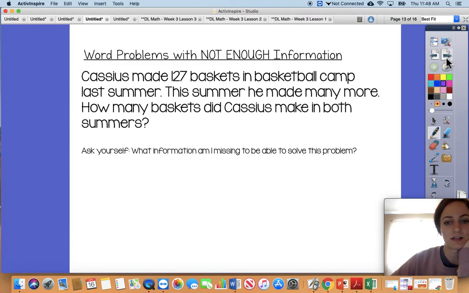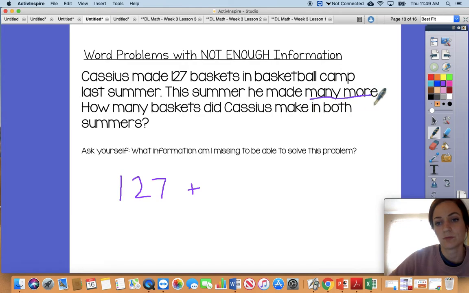Let's look at another one like that. Cassius made 127 baskets in basketball camp last summer. This summer, he made many more. How many baskets did Cassius make in both summers? So he made 127 baskets last summer. Then it says he made many more. But do we know how many more? No. And how many baskets did he make in both summers? So last summer plus this summer will give us how many he made in both summers.